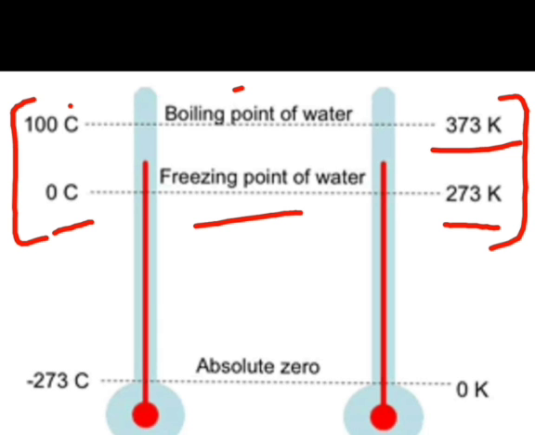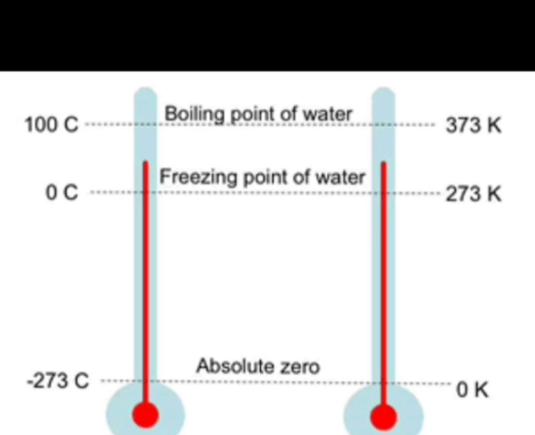Now after these two values you will observe we have written one more value. On both sides we have written one more value. In the Celsius scale we have written minus 273 degrees Celsius, and in the Kelvin scale we have written 0 Kelvin.